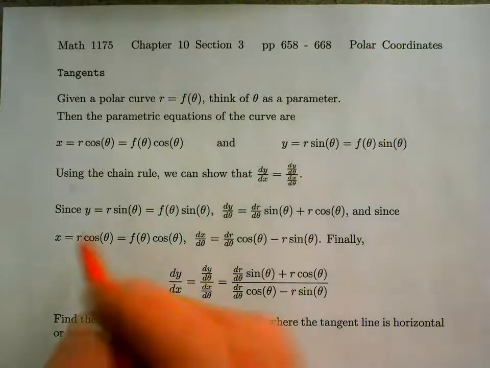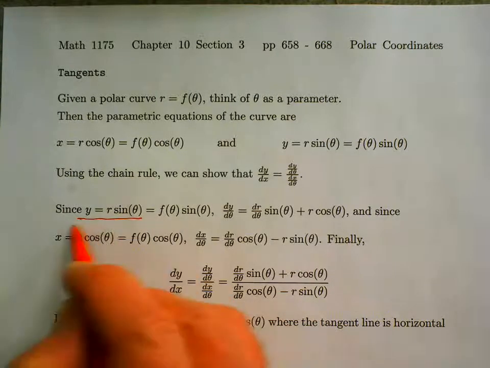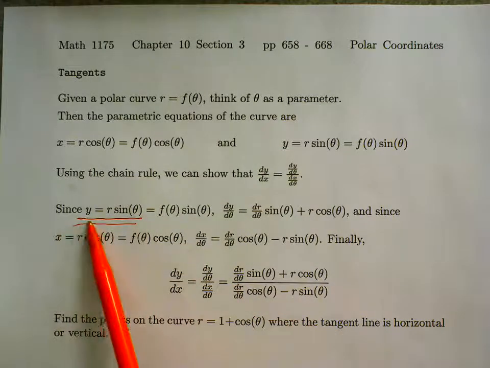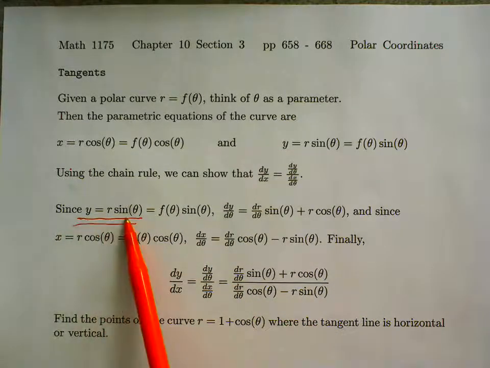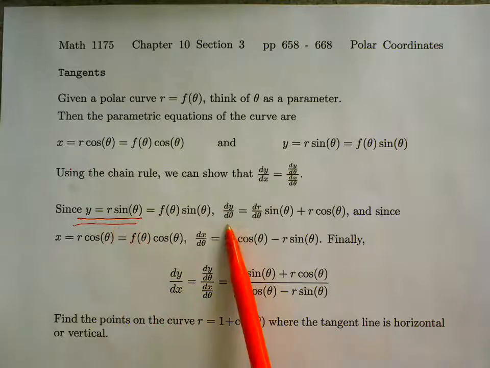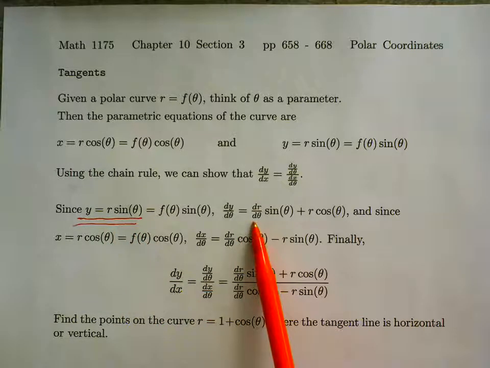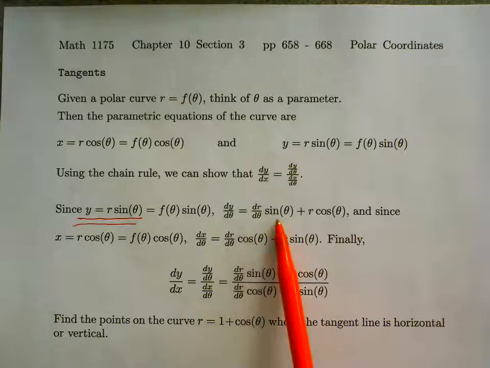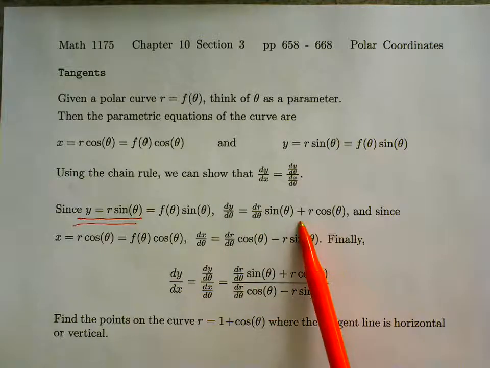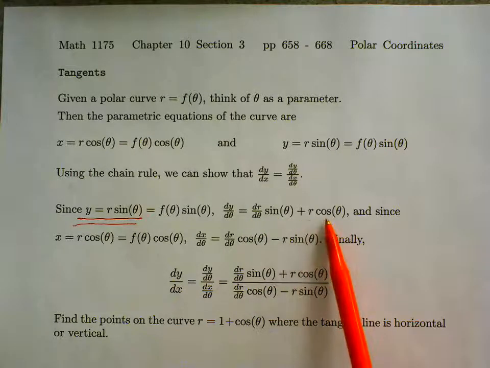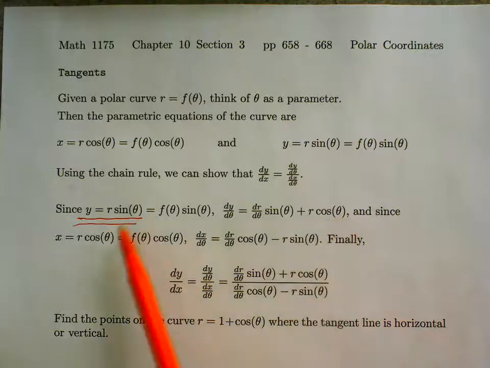Okay, so we all know the product rule. If we have y equals r times sine of theta, then the derivative of y with respect to theta is the derivative of r with respect to theta times sine of theta plus r times cosine of theta, which is the derivative of sine.